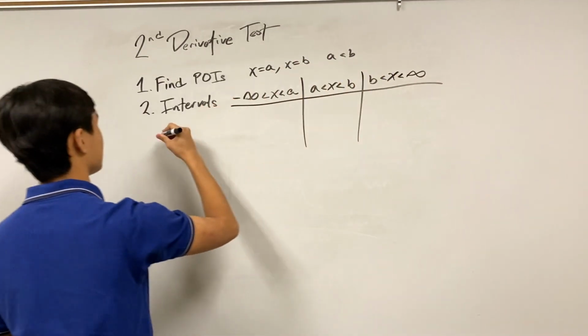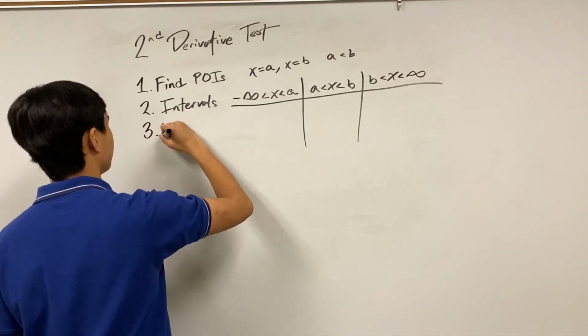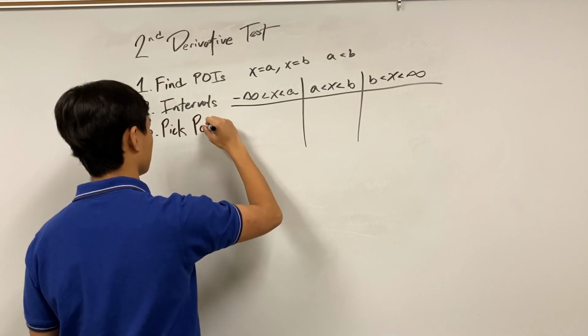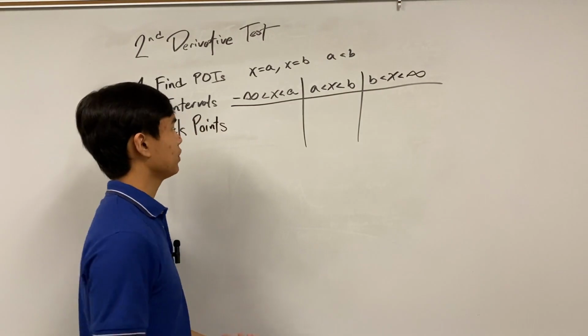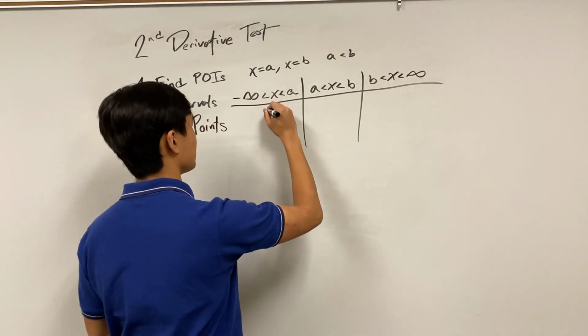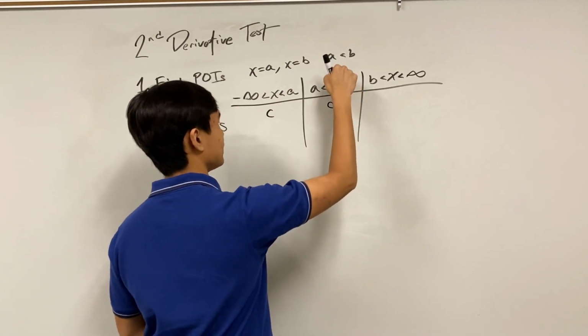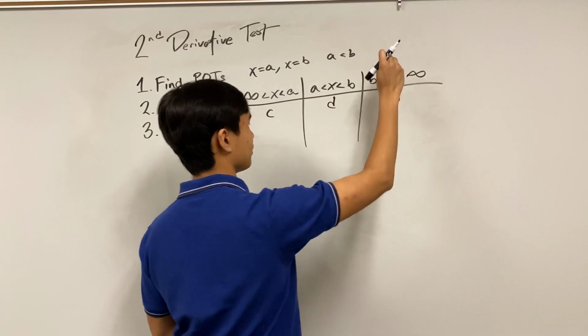All right, step 3 is pick a value, or pick points, whichever you prefer. And I'm going to use the same letters as last time. So say C is in this interval, D is in this interval, and G is in this interval.